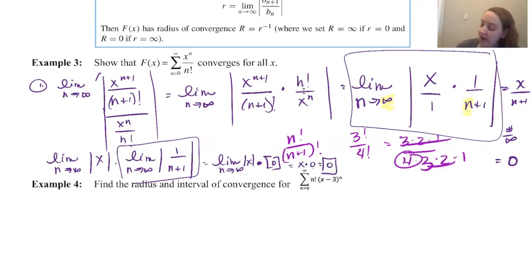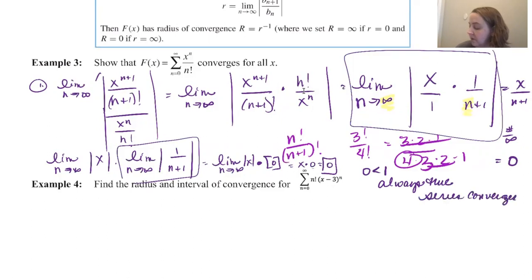Another way to look at it. So you have to set that less than 1. So 0 is less than 1. Now in the previous problems, we solved for x, but there's no x left. It's gone, it's just a 0. And because this is always true, your series converges for all x. So if that x cancels out of the limit problem, then it does converge everywhere. I know that feels a little weird.